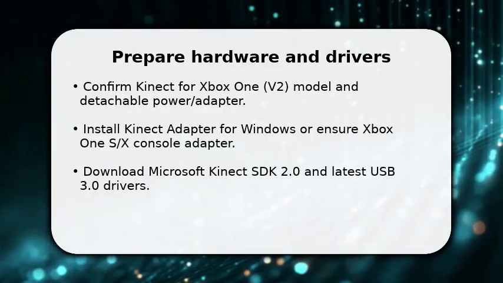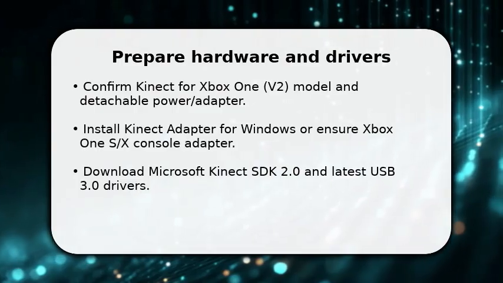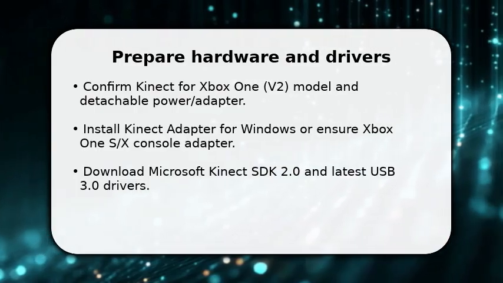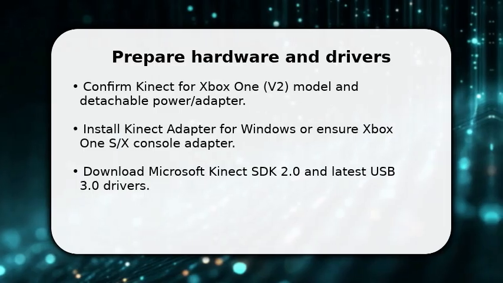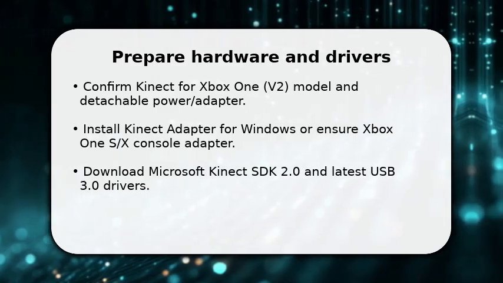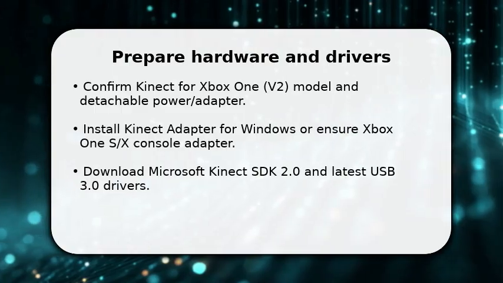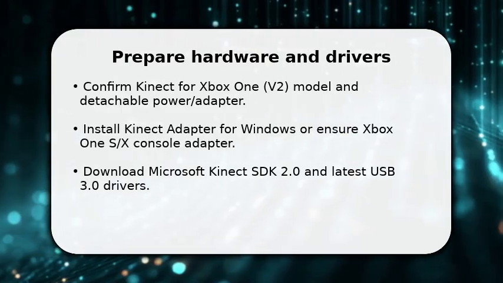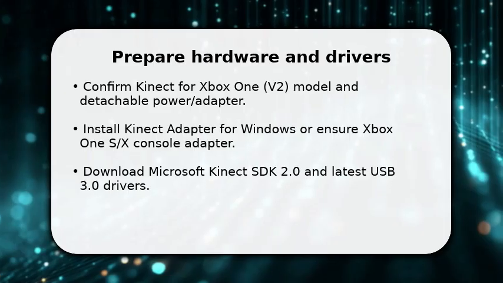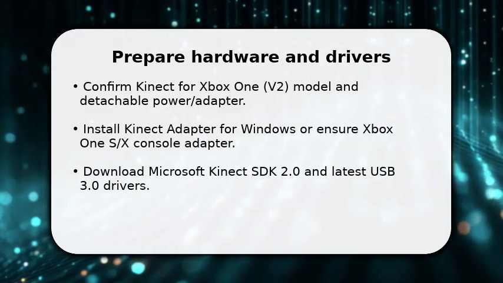You start by verifying hardware. You need the Xbox One Kinect V2 plus the official Kinect adapter for Windows and a PC with USB 3.0. Once done, install Microsoft Kinect SDK 2.0 so Windows gets the right drivers. This SDK gives libraries and the runtime your apps will use.